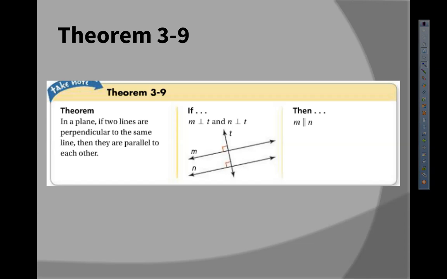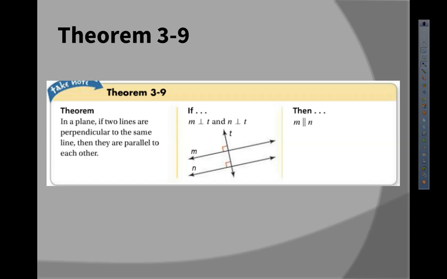So in Theorem 3.9, in a plane, if two lines are perpendicular to the same line, then they're parallel to each other. So if line M is perpendicular to line T, and line N is also perpendicular to line T, then line M is parallel to line N. Notice that the little right angle symbols here are both in the corresponding position.